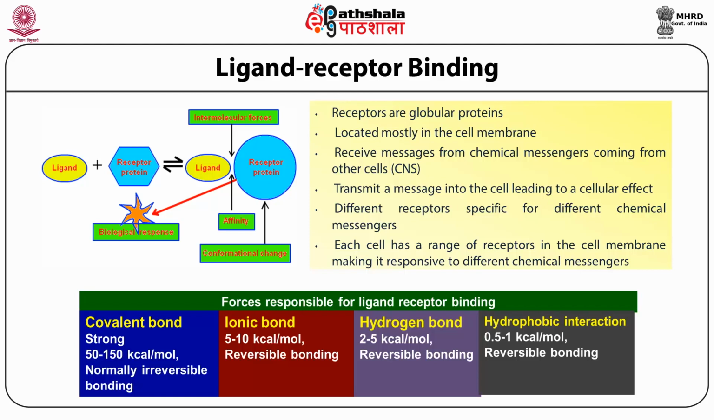These forces include the covalent bond, which is very strong, with a bond energy of 5 to 50 kilocalories per mole. It involves normally irreversible binding. The other, non-covalent forces are the ionic bond, which has 5 to 10 kilocalories per mole, the hydrogen bond, which has a bonding energy between 2 to 5 kilocalories per mole, and hydrophobic interaction, which has the lowest binding energy. All three are reversible in nature.